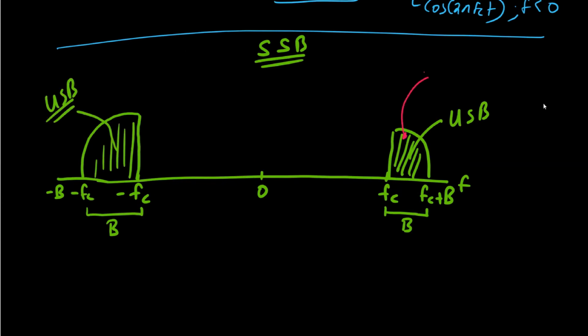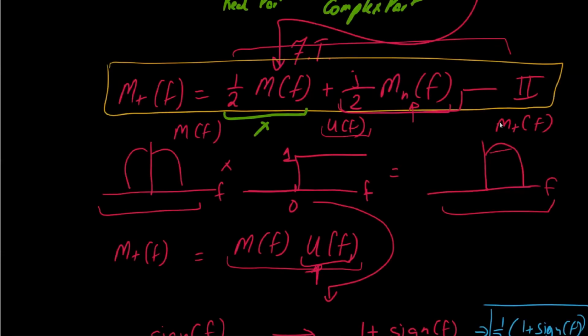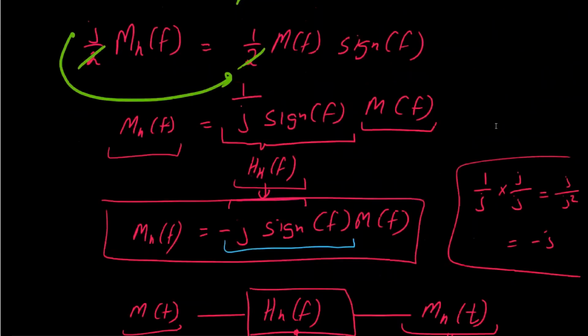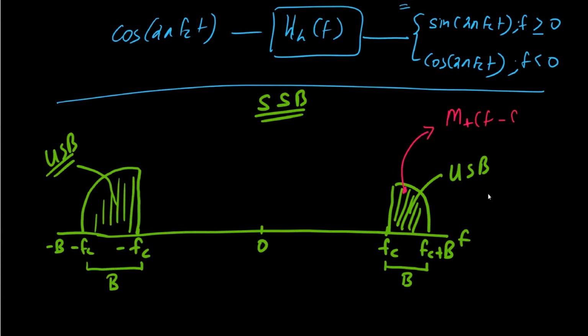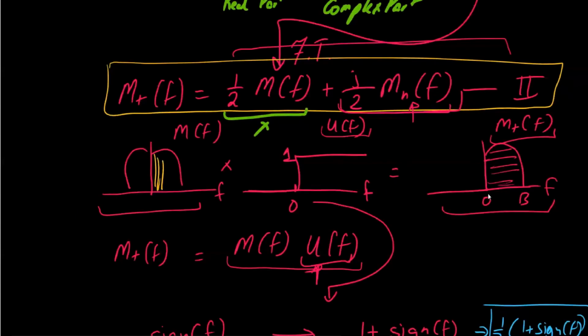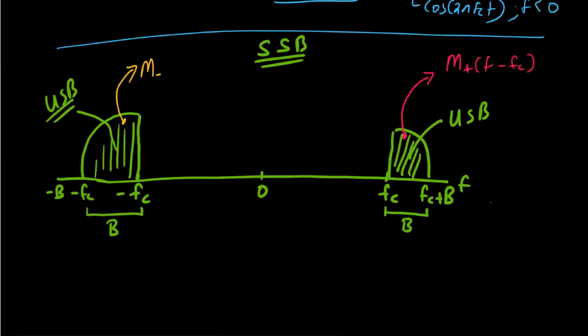So what is the expression of this one? This is our M plus of F minus FC. Interestingly, what would be the expression of this one, starting with M, would it be plus or minus? Again, this was m plus of f, and this is m minus of f. So this is M minus, not M plus, M minus of F plus FC.